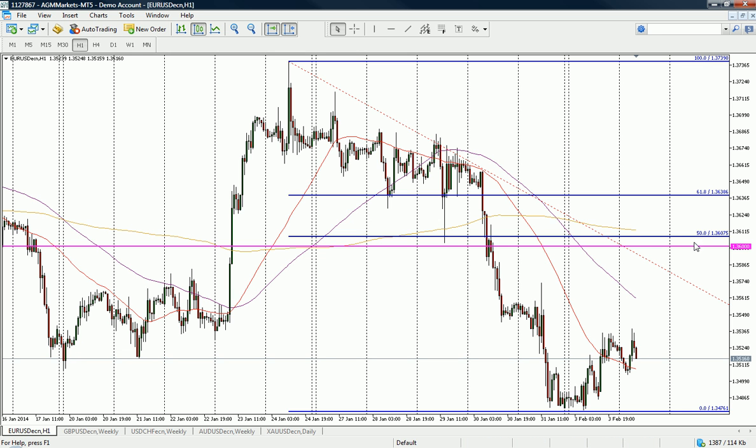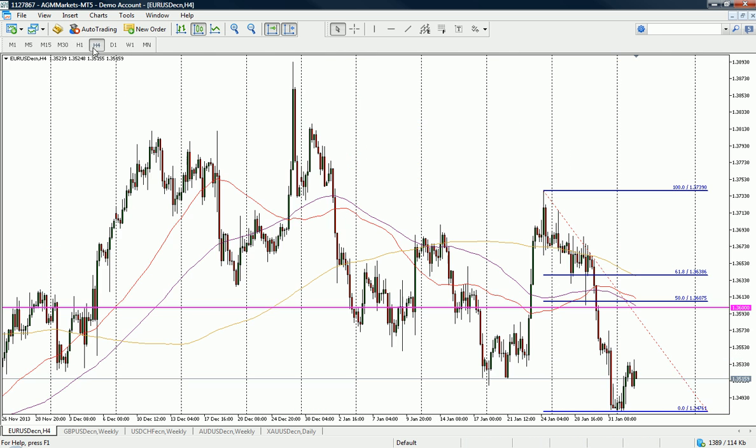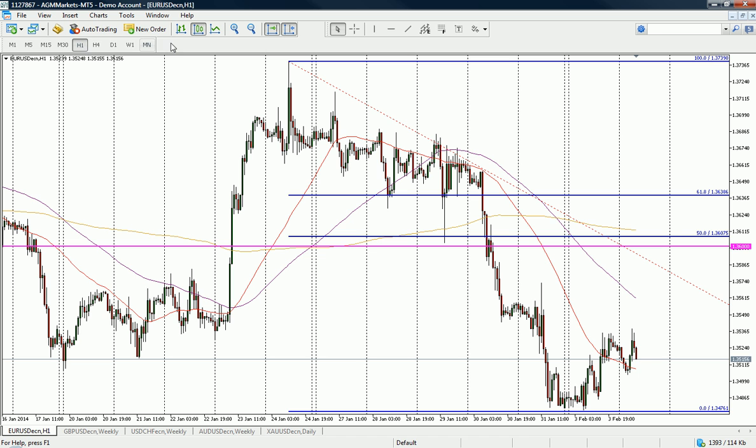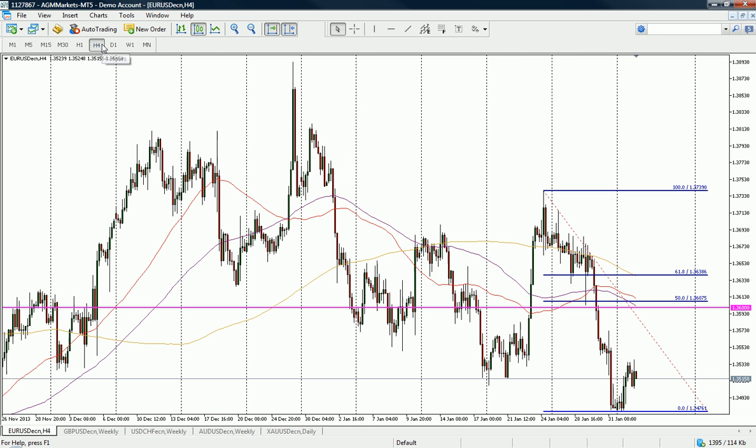Yeah, so 136, just below the 50%. And you can see it well as well in the 4 hours. It's the recent swing high, and that is where we're looking for shorts to come in if we do continue to grind higher. And that's pretty much it for the euro this week.